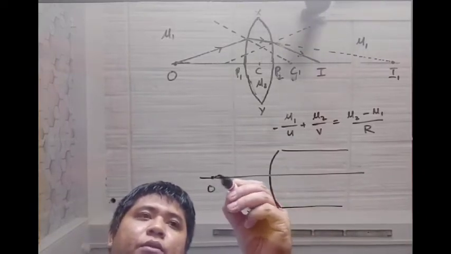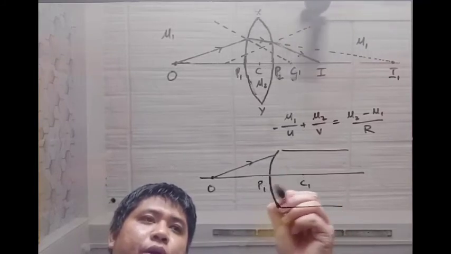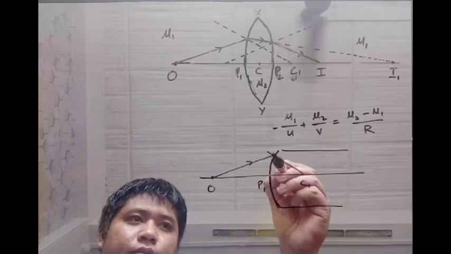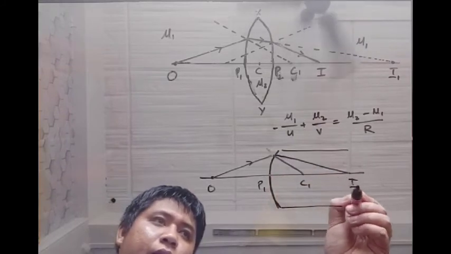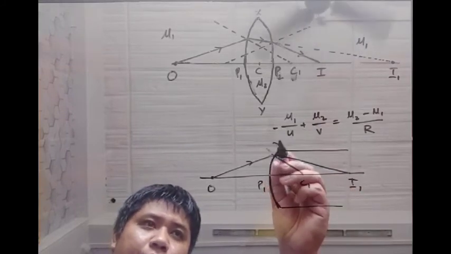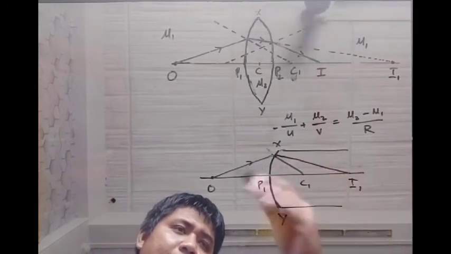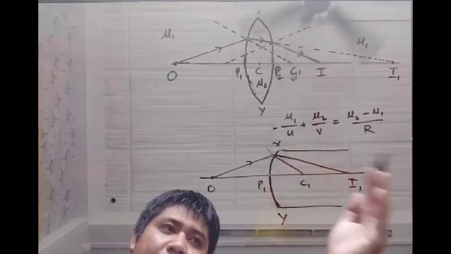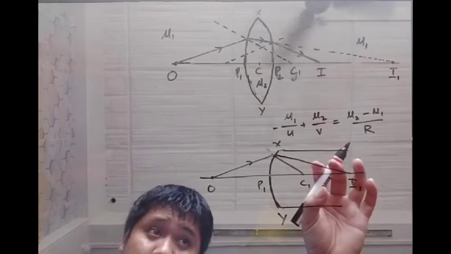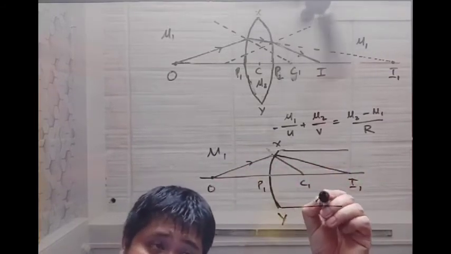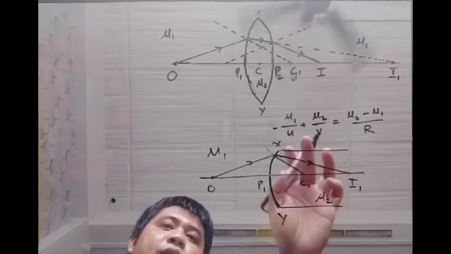Ray travels from O. Here is the center of curvature C1. This is P1. And this is the normal, and this is I1. Here we consider the material of the lens is extended on the right side. All this is filled with the material of the lens. This is mu1 and this is mu2. So let us apply this formula.